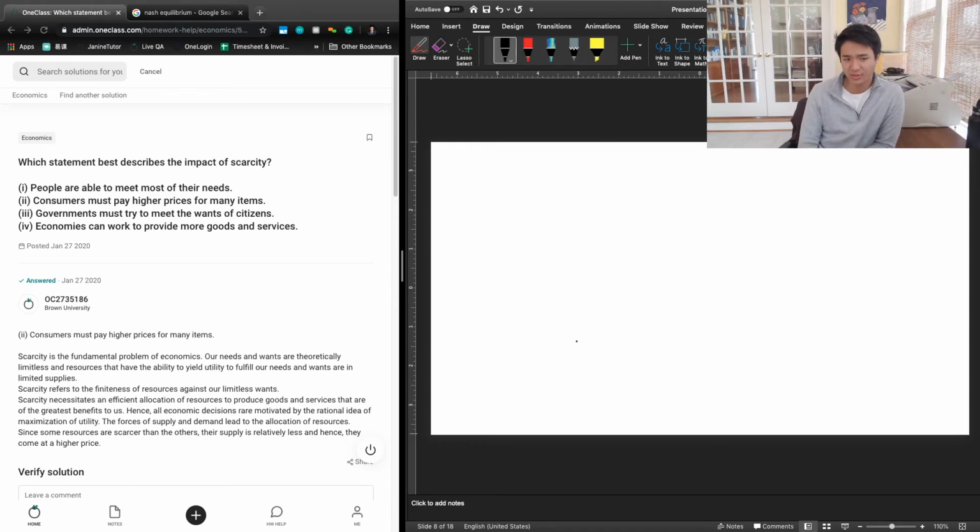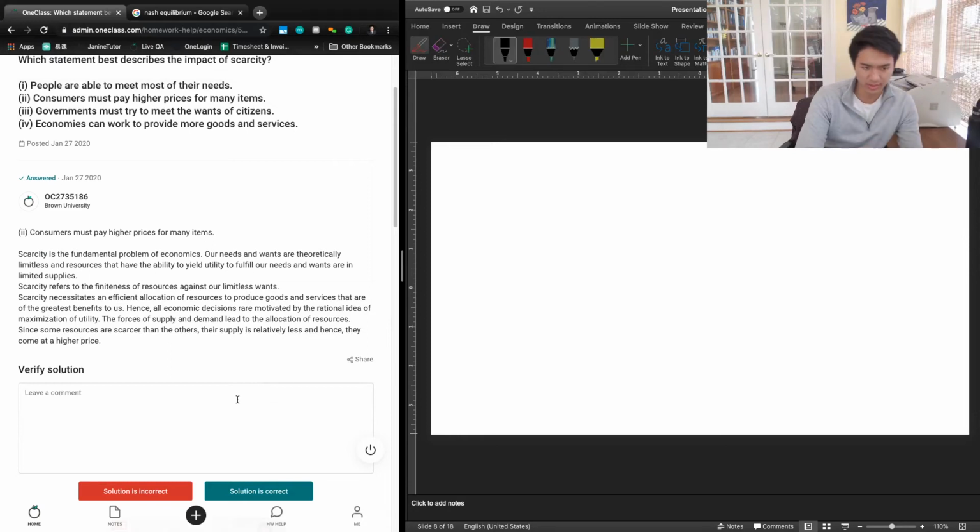Scarcity refers to the finiteness of resources against our limitless wants. Scarcity necessitates an efficient allocation of resources to provide goods and services that are of the greatest benefits to us. Hence, all economic decisions are motivated by the rational idea of maximization of utility. The forces of supply and demand lead to the allocation of resources. Since some resources are scarcer than the others, their supply is relatively less, and hence they come at a higher price. Yeah, so pretty good answer choice here.